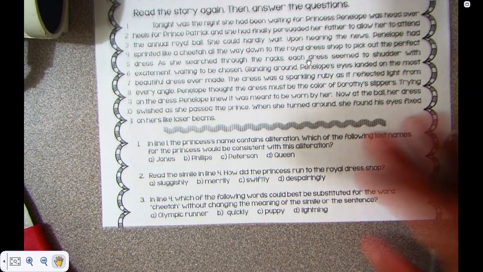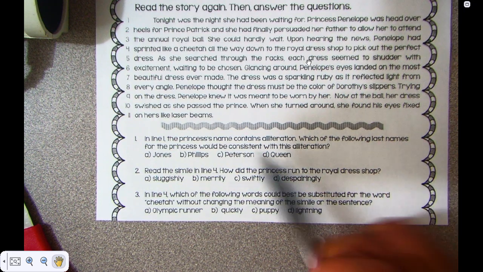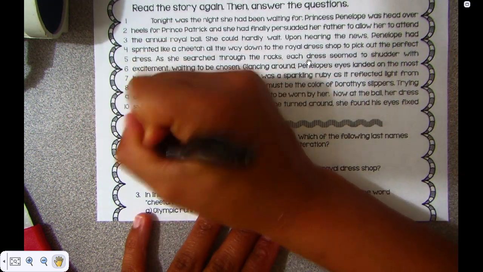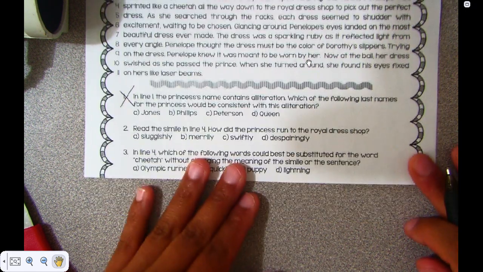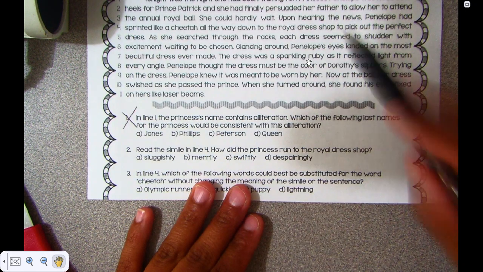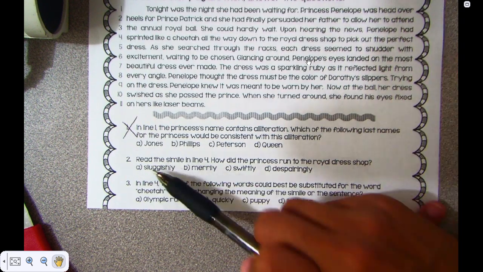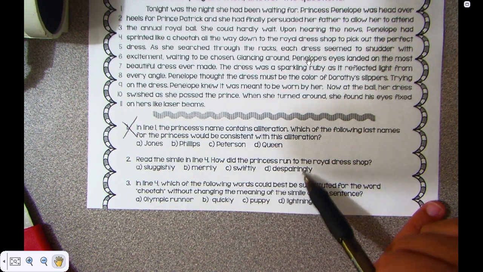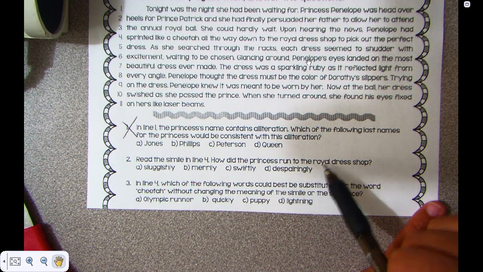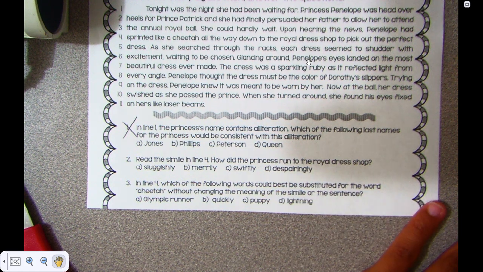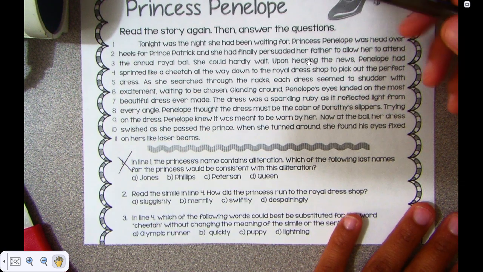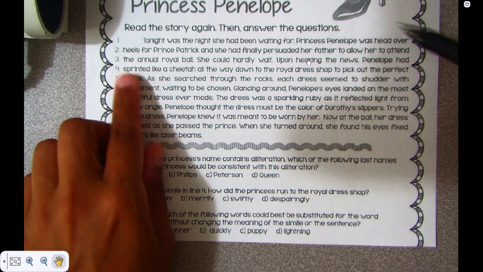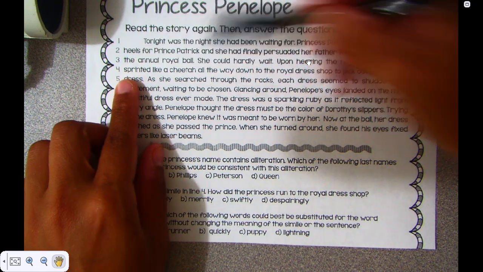So here I have the story again, but this time I have some questions. And we're not going to worry about question number 1. So 1, we're not there yet. We'll work on that later on. The passage is here again for us. It says, read the simile in line 4. How did the princess run to the royal dress shop? And remember, I think this is that one we talked about, like the cheetah. So let's find line 4. 1, 2, 3, 4. And it says, sprinted like a cheetah.